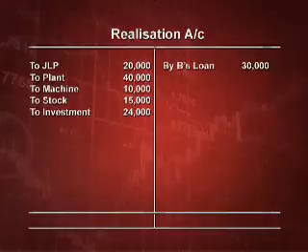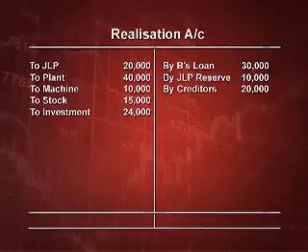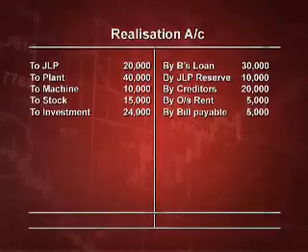By B loan, that was the first item, 30,000. By joint life policy reserve 10,000. By creditors 20,000. You remember they have taken an asset of 15,000 and the remaining will be paid to them. Next point, outstanding rent was 5,000 and there was another bill payable that also was 5,000. Now all the liabilities are transferred.